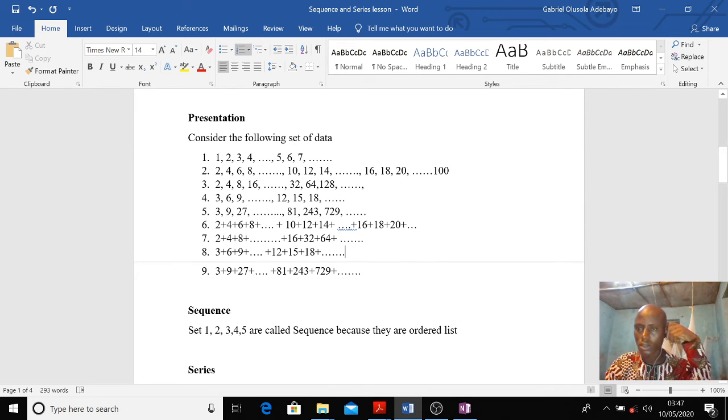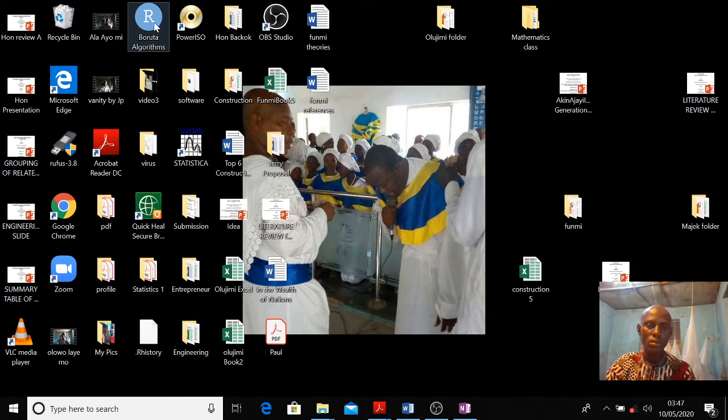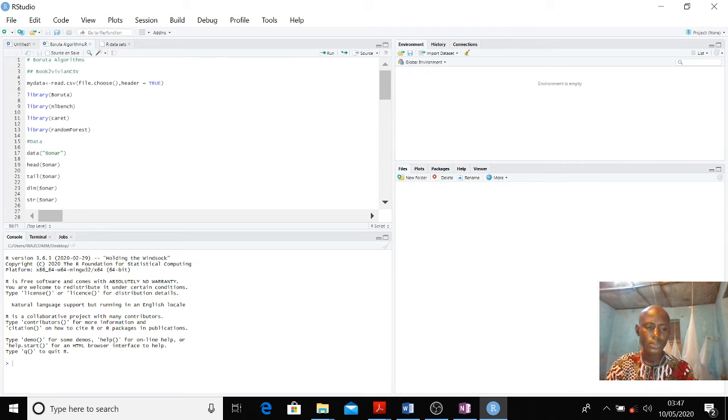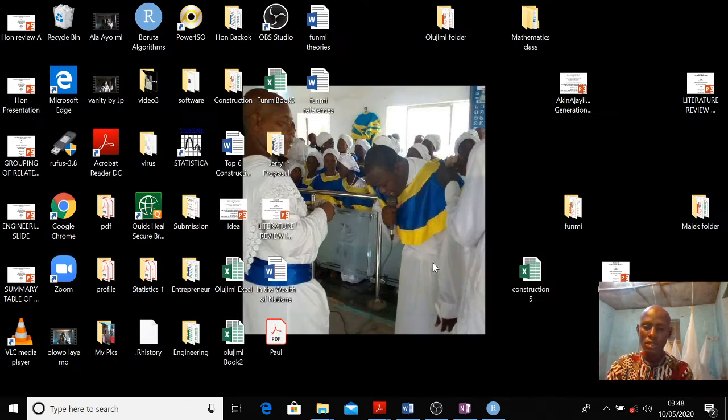When you sum this, 2 plus 4 plus 6 plus 8 plus 10 plus 12 plus 14 plus 16 plus 18 plus 20, you can now see that the answer is 110. So that is that.